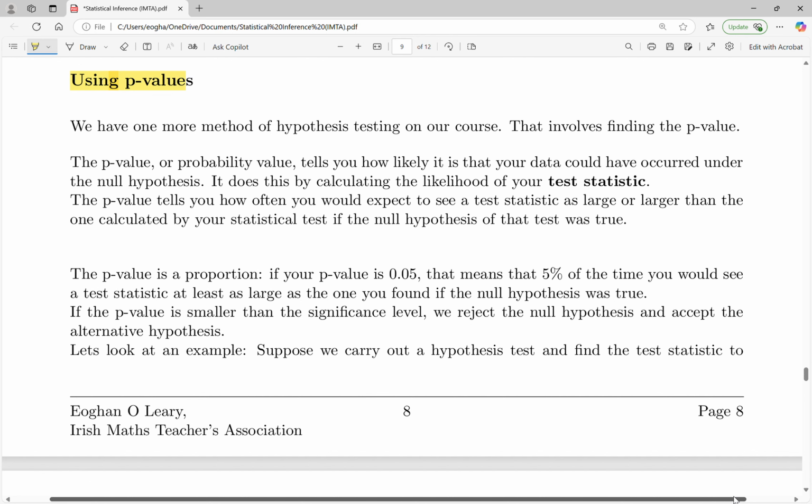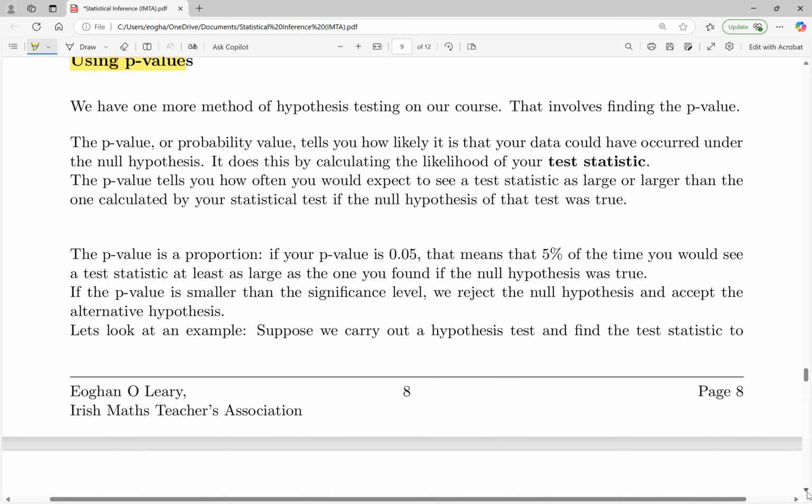So I'm going to read a little bit of theory here at the start, okay? So stick with it for the first minute, right? Because after that, when you see the examples, it does get easier and make more sense. So, okay, we have one more method of hypothesis testing on our course.